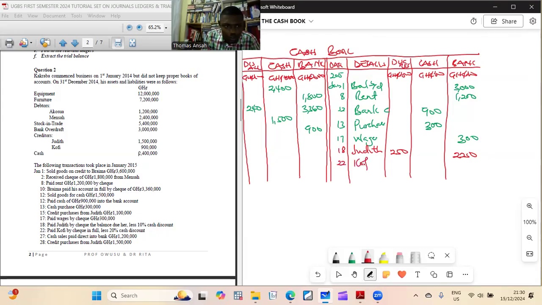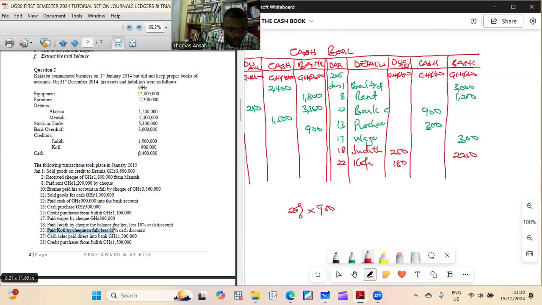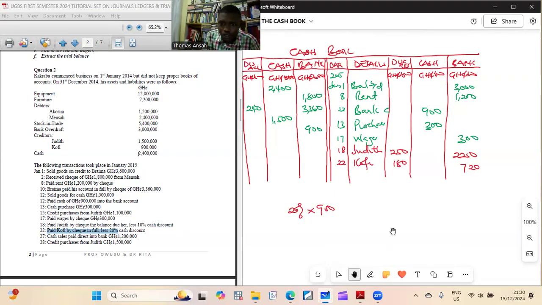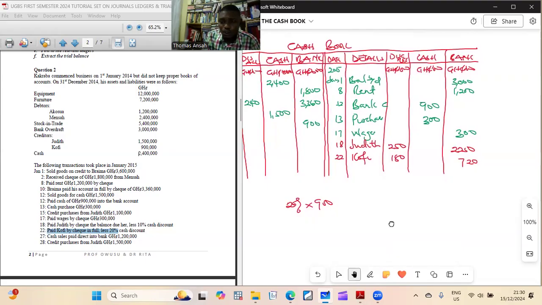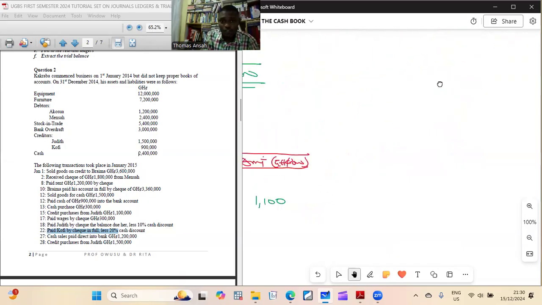So we have Kofi. We are paying Kofi, but we are having a discount of 180. That is 20% on the 900. This 900 we owe Kofi. So if I take it from the 900, then it means how much I'm actually giving Kofi. What did we pay by check? So that will be 720, the difference. All right. So basically, this is it. So it means that when I go to the discount received column of my work and Kofi's account, I must clear it off because I have paid Kofi in full.